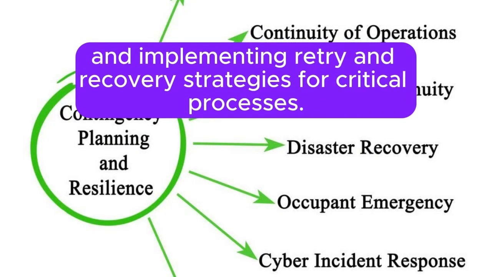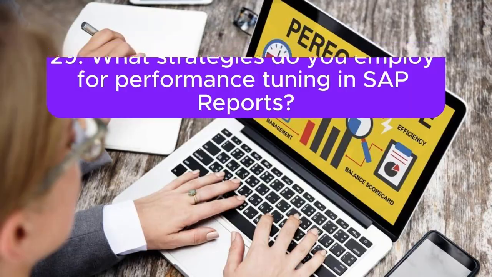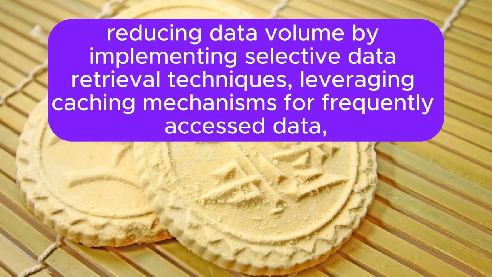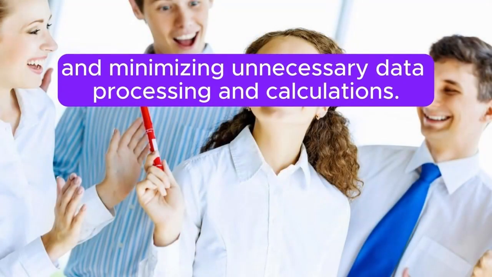for critical processes. 29. What strategies do you employ for performance tuning in SAP reports? Answer: Strategies for performance tuning in SAP reports include optimizing database queries, reducing data volume by implementing selective data retrieval techniques, leveraging caching mechanisms for frequently accessed data, and minimizing unnecessary data processing and calculations.